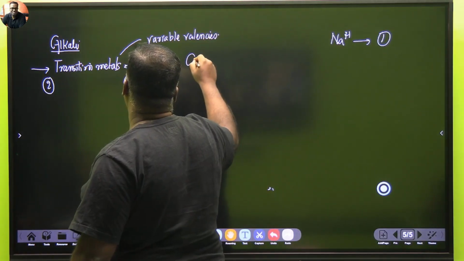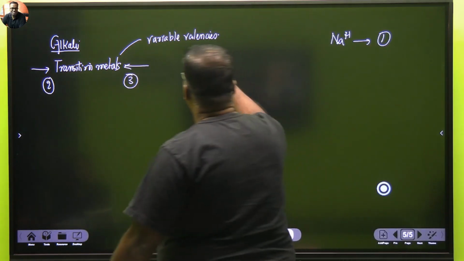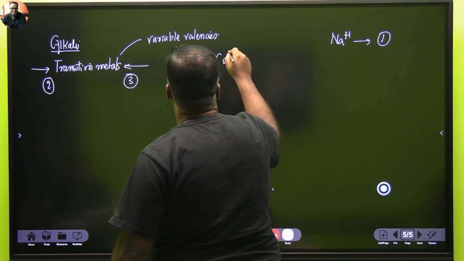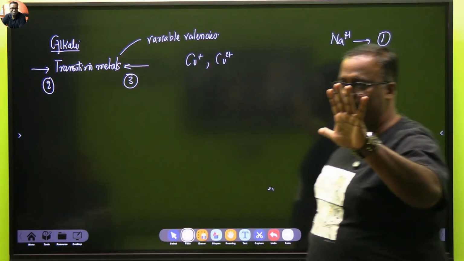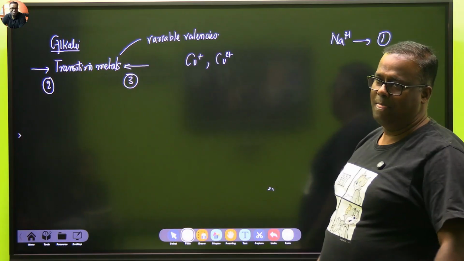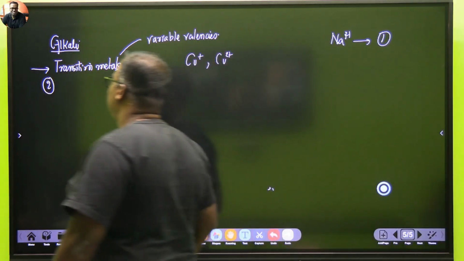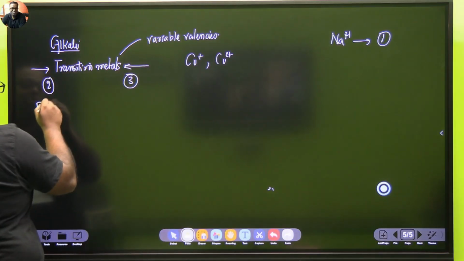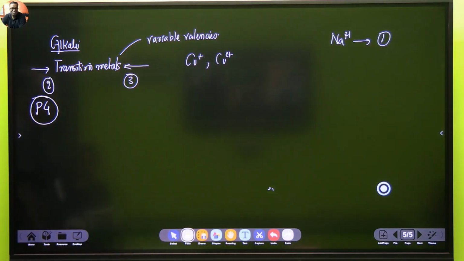Like, say, copper. Sodium is always Na+. Copper will display Cu+, Cu2+. Manganese, 7 types of valencies it will display. Iron, Fe2+, Fe3+. That's the beauty in transition. And they start from period number 4. Period number 4. Okay?